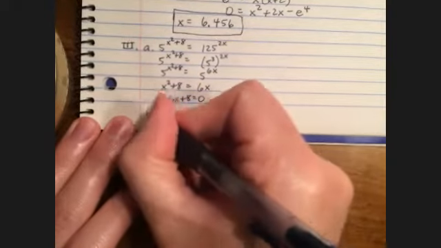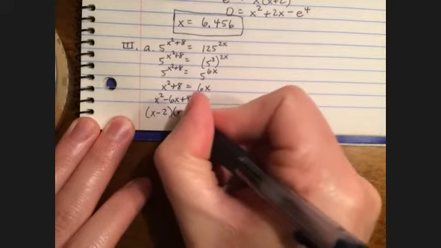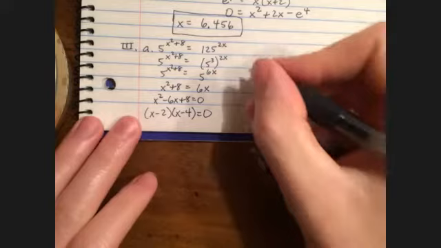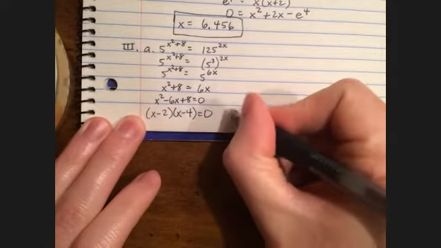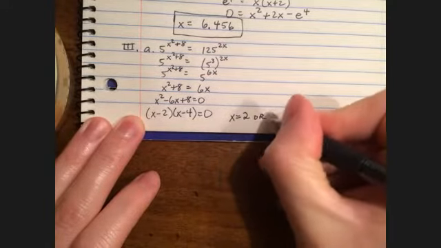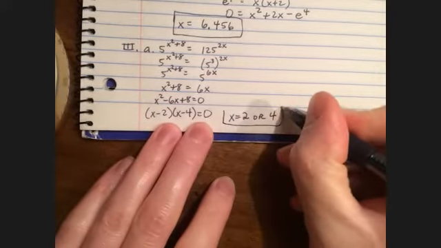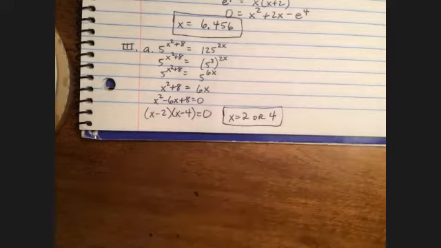This would factor as x minus 2 and x minus 4. So we have 2 possible answers here. X could be 2 or 4. And if you were to go back and plug them in, you would notice that both answer choices work. So we have 2 answers on that problem.